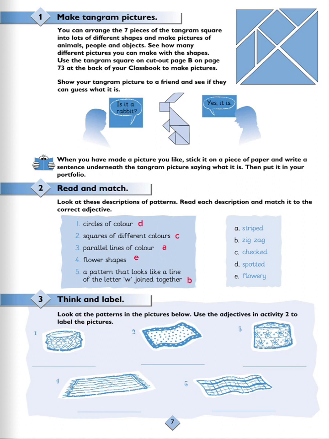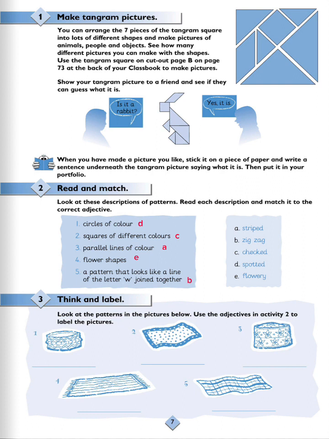Number 4. Matches E. Flower shapes. Flowery. Number 5. Matches B. A pattern that looks like a line of the letter W joined together. Zigzag.